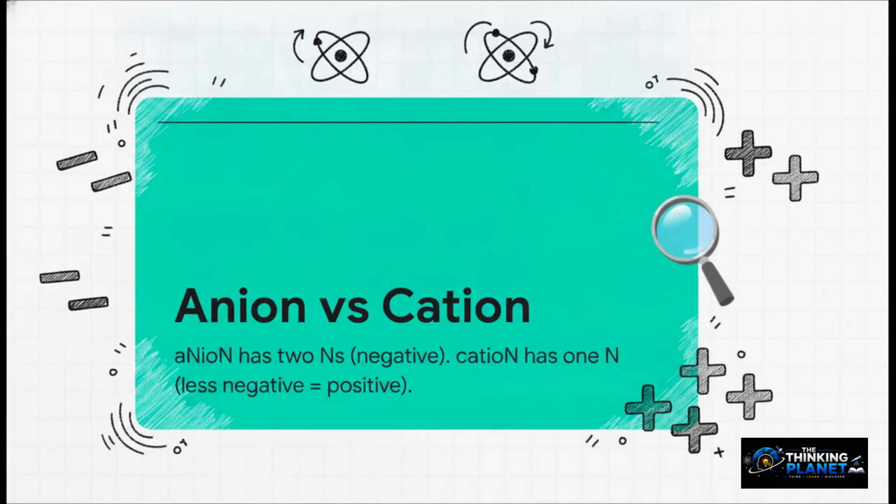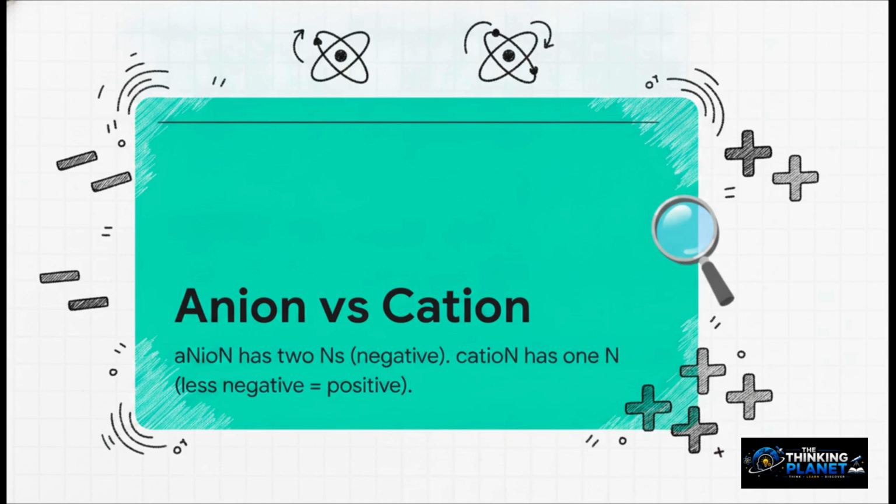Now, I'm going to let you in on a clever little cheat code to help you never mix these two up on your next science test. And this brilliantly illustrates the difference. Take a look at the word anion. There are two N's in the word anion. You can think of that as 2 times the N for negative.